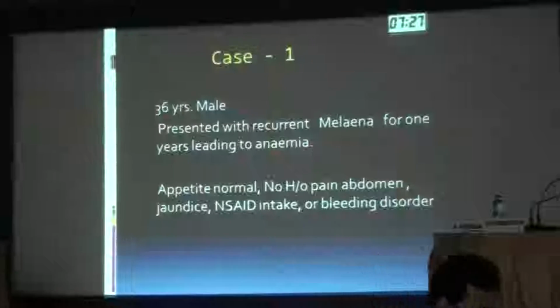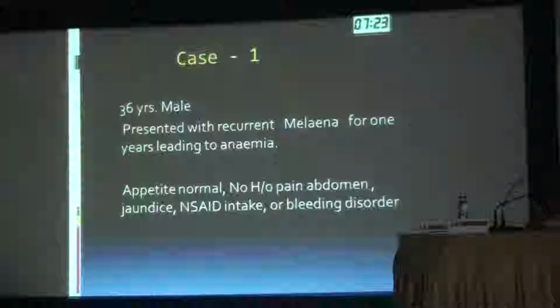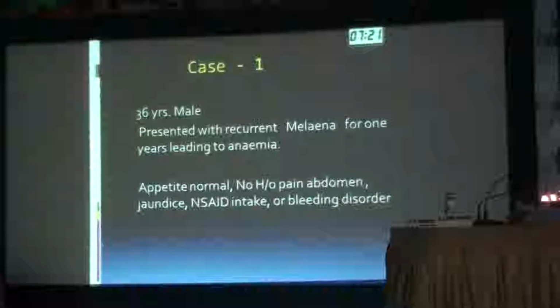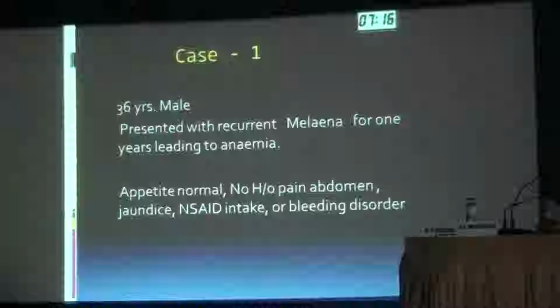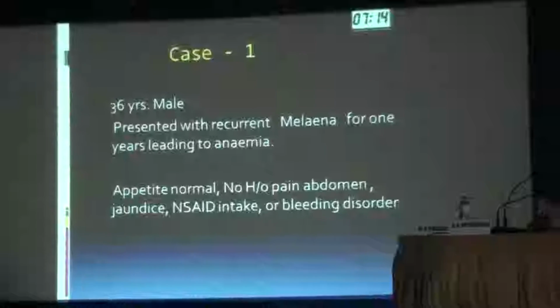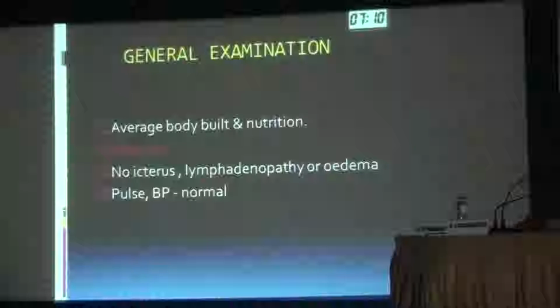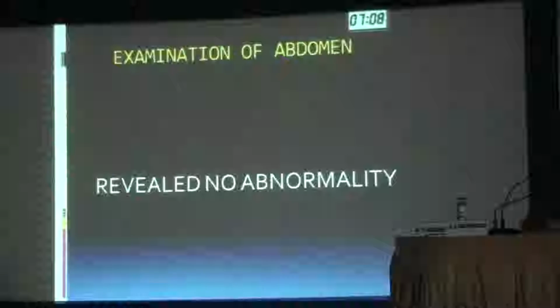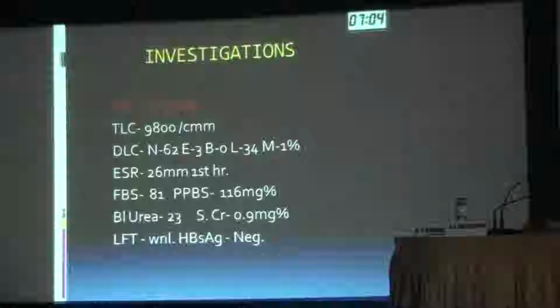Now, the first case is a 36-year-old male presented with recurrent melena for 1 year, leading to anemia. Appetite was normal, no history of pain abdomen, jaundice, no history of NSAID intake or bleeding disorder. On general examination, patient was anemic. Examination of abdomen revealed no abnormality. On investigation, hemoglobin was 7.5.